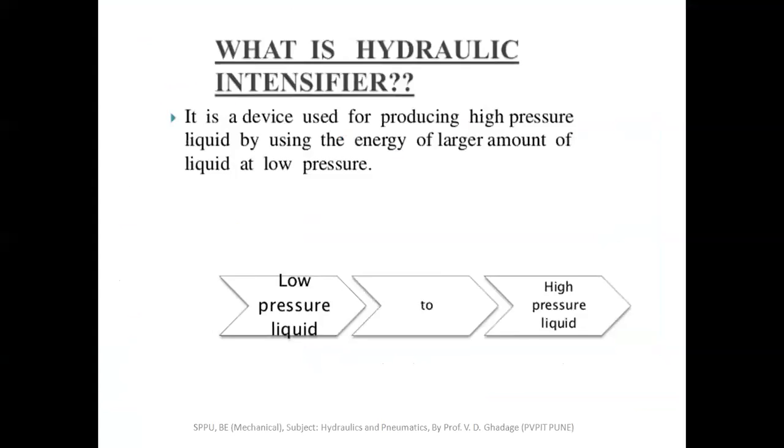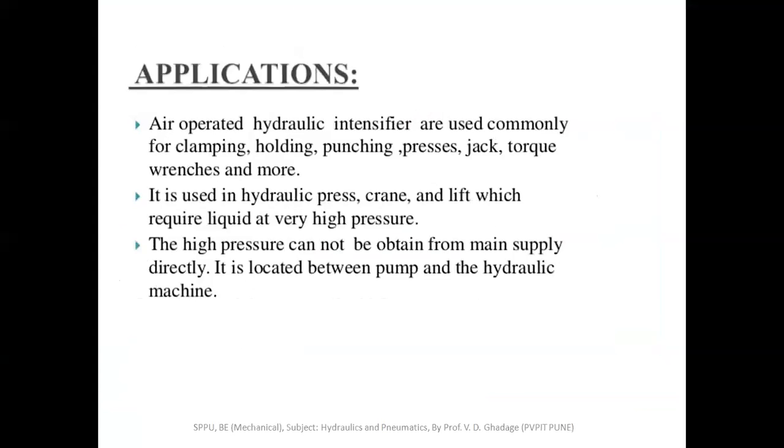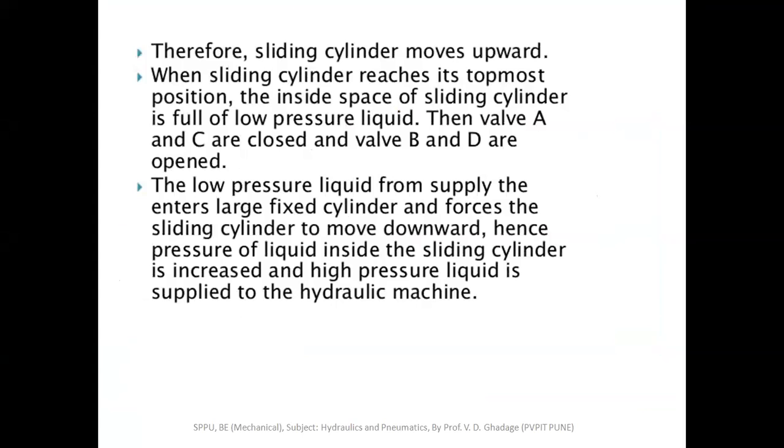In this way, the low pressure liquid from supply enters the large fixed cylinder and forces the sliding cylinder to move downward. Hence, the pressure of liquid inside the sliding cylinder is increased and high pressure liquid is supplied to the hydraulic machine.